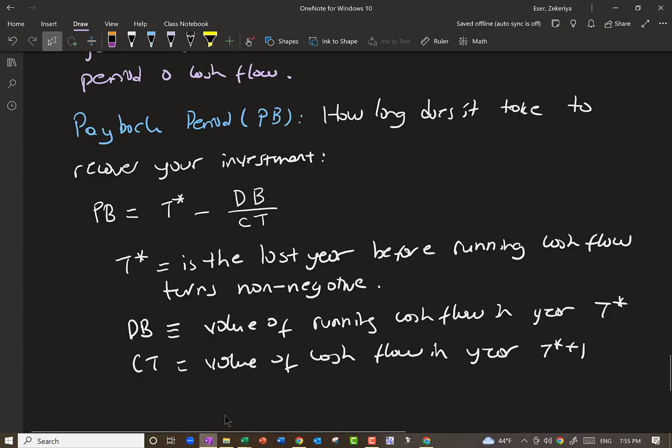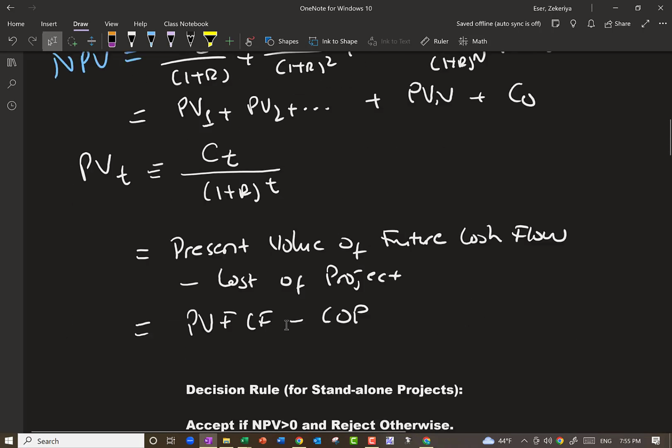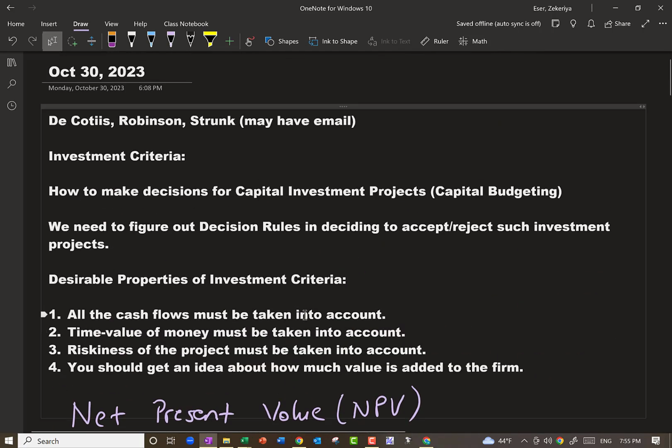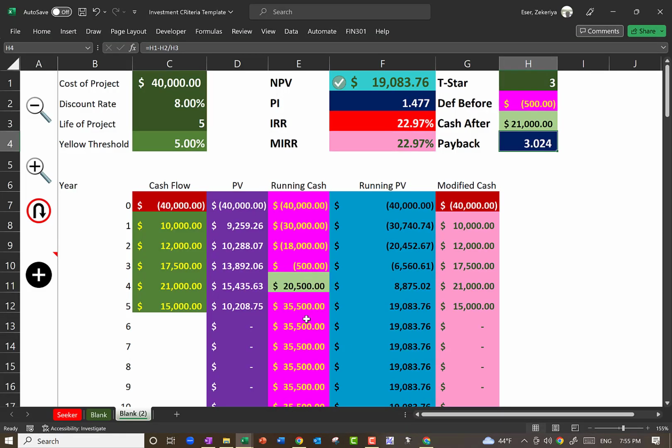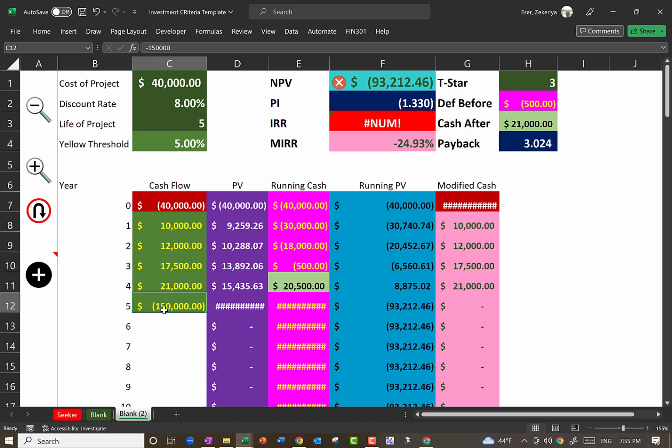Now, let's think about the criteria on payback period. Does it take all the cash flows into account? Yes or no? It's only like the previous months. Right? Yeah. What happens after the payback happens is completely irrelevant. I mean, this last number could be negative 150,000 or 150,000. Payback period is exactly the same. So criteria 1 is not satisfied.